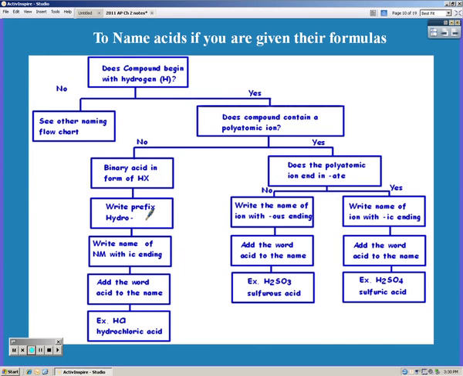You write the prefix hydro, change the end of the nonmetal to ic and add the word acid. So HCl would be hydrochloric acid.